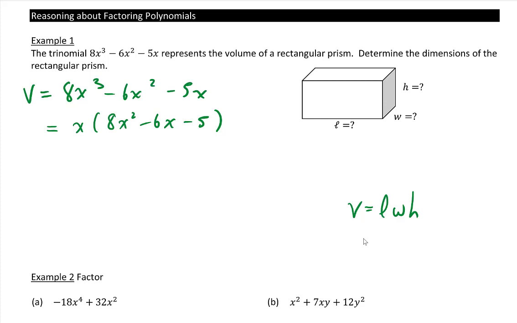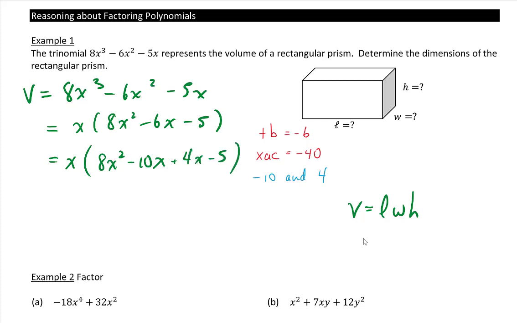Next we need to factor 8x squared minus 6x minus 5. So we need two numbers that add up to negative 6 and multiply to give us negative 40. Those two numbers are going to be negative 10 and 4. Negative 10 times 4 is negative 40, and negative 10 plus 4 is negative 6. So we get x, and then in brackets, we have 8x squared minus 10x plus 4x minus 5. So we split up the negative 6x into negative 10x and positive 4x.